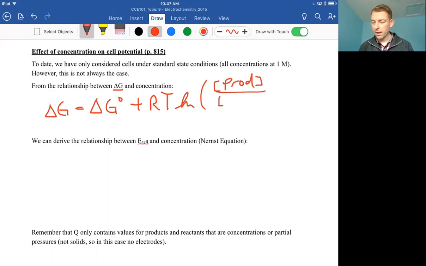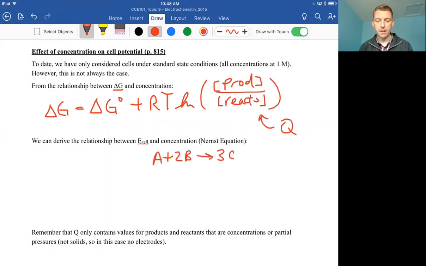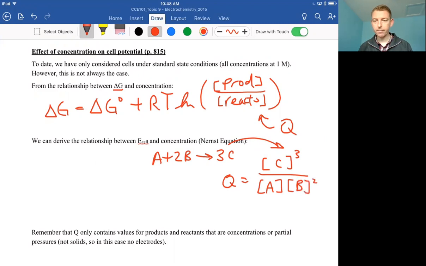So if you remember, it'll be something like if we said A plus 2B goes to 3C. So Q would look something like C cubed, again taking the stoichiometric coefficient and putting it as the exponent, divided by the concentration of A multiplied by B squared.